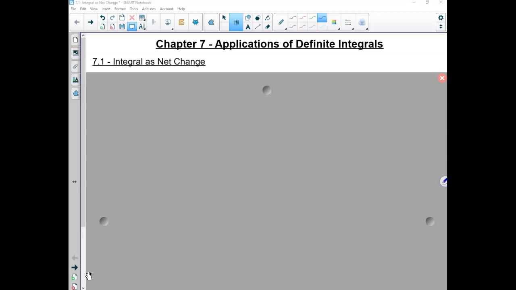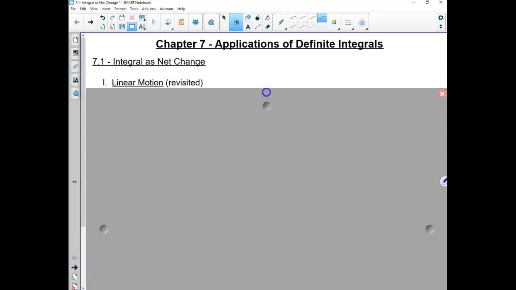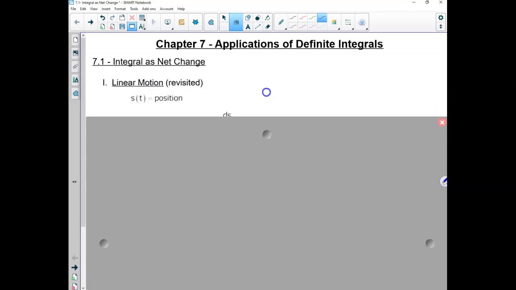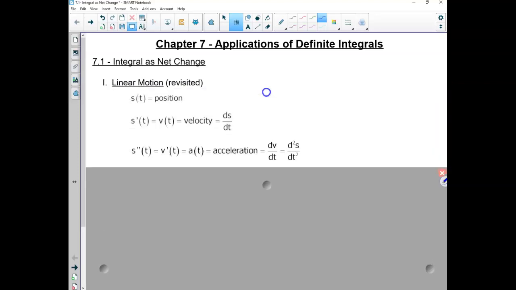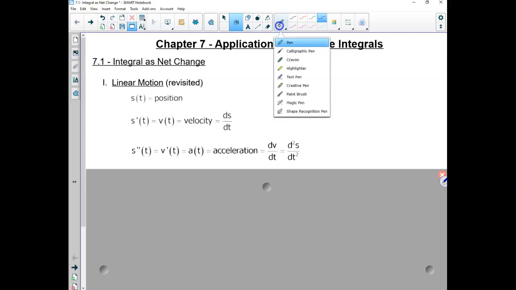Applications of definite integrals. The first ones we're going to be looking at here are integrals as net changes and linear motion revisited. So if we revisit this, it's pretty important to check out that S of t as I'm moving through here.